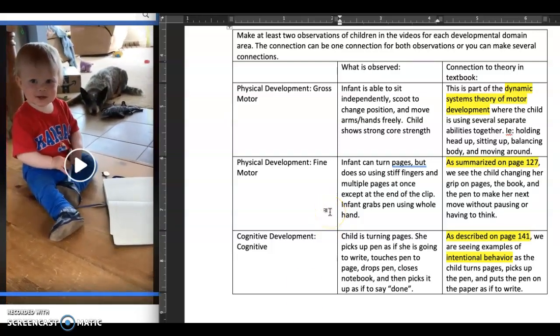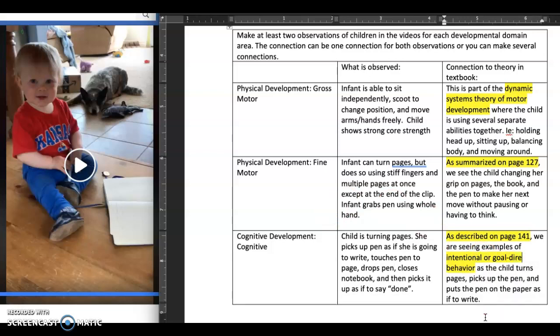Okay, so again, I flip to page 141 because I'm using the tips and hints on the developmental milestones pages. I flip to 141 and they specifically talk about intentional behavior. And so that is why I have highlighted it. And actually in our book, they say intentional or goal directed. So I could use that whole phrase, use both. And I'm also giving the page number. See how explicit I'm being in connecting to the textbook.